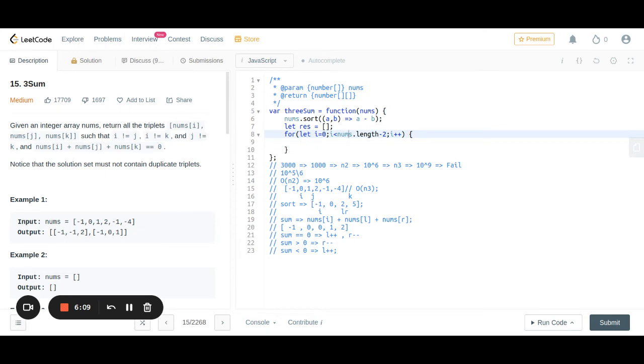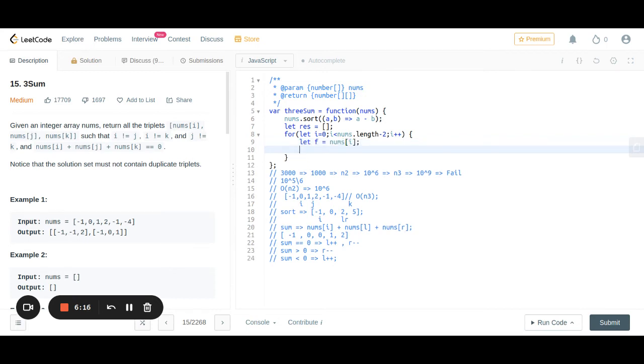We cannot go to the far end. We need two remaining numbers. Okay. Now let first number be nums of I. Okay, we found the first number. Now we need this condition.